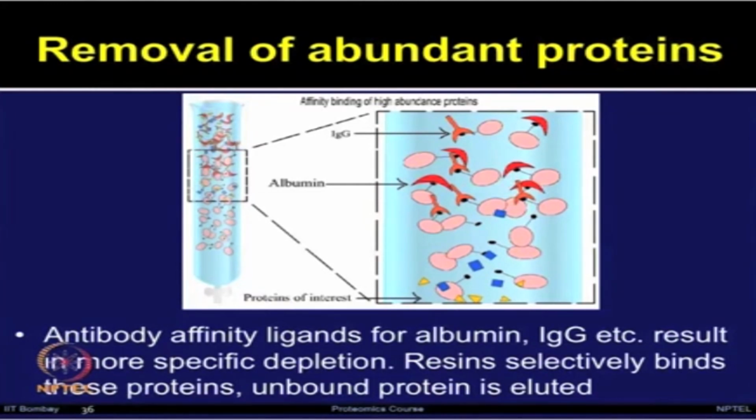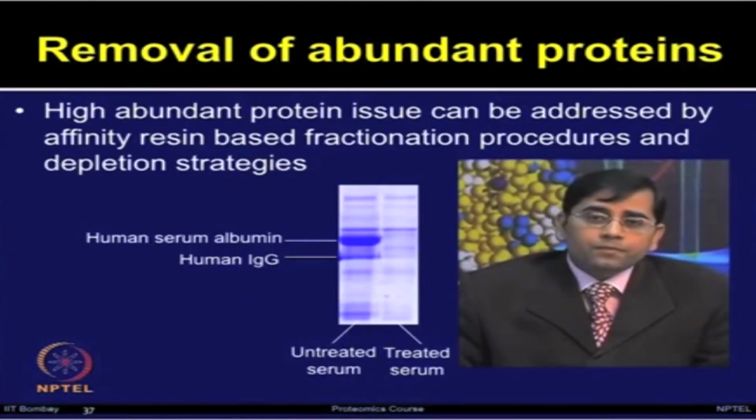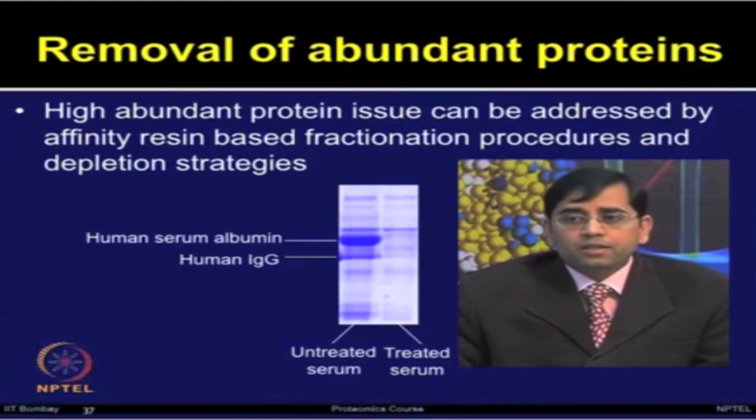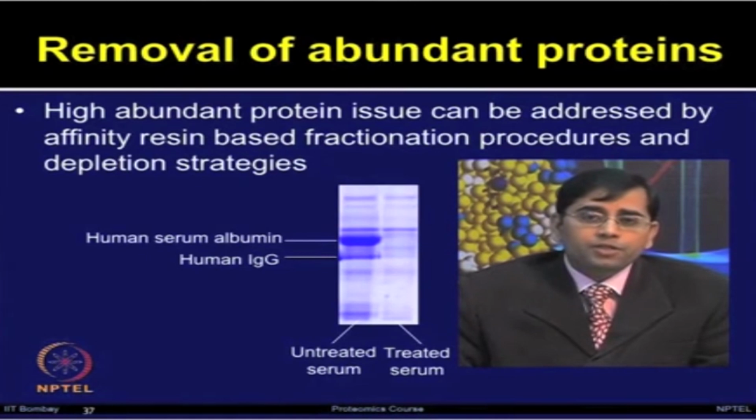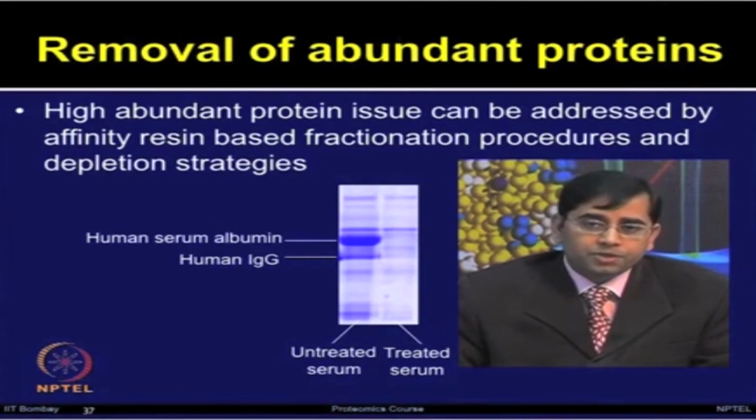These resins can selectively bind to these proteins, and unbound proteins can be eluted in a suitable buffer. By applying the affinity resin based fractionation method and different types of depletion strategies, one can get rid of the high abundant proteins as shown in this image of an SDS-PAGE gel.